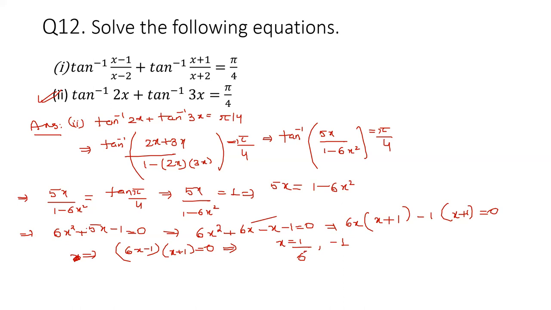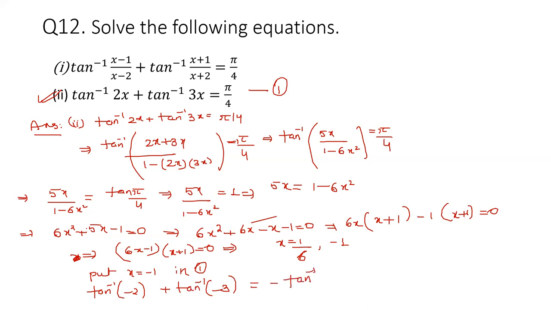Now we are again here getting a negative sign. So what we will do, let this be first. Put x is equal to minus 1 in first. So what will happen? Tan inverse minus 2, tan inverse minus 3. So this will become minus tan inverse 2, we already know that tan inverse minus x is minus tan inverse x, minus tan inverse 3. Okay, so LHS is getting negative here. If you will check here, the LHS is negative. This is negative, this is negative.